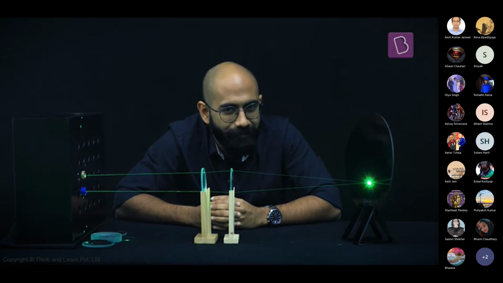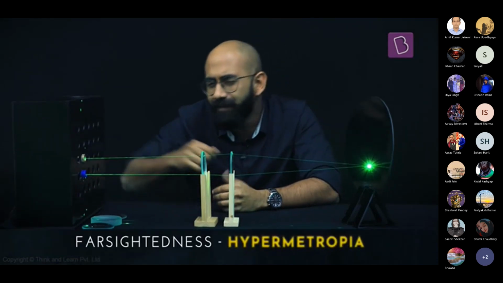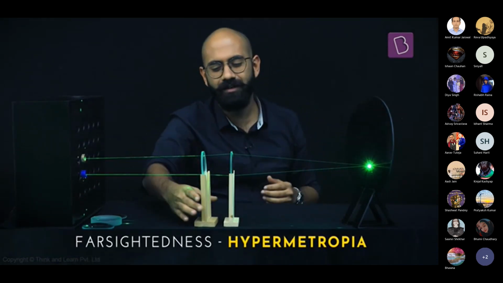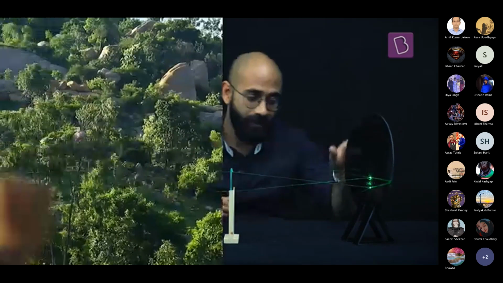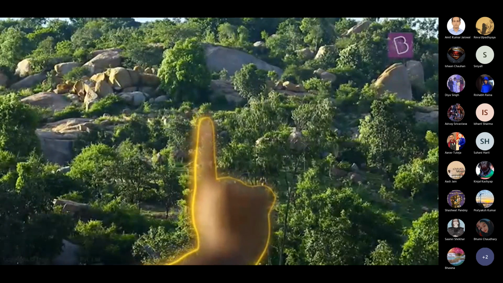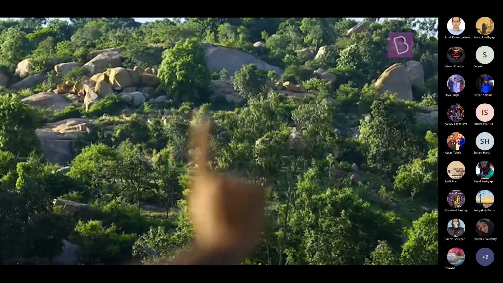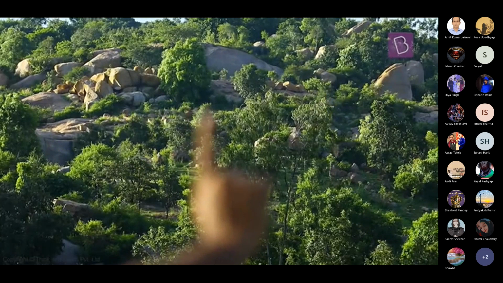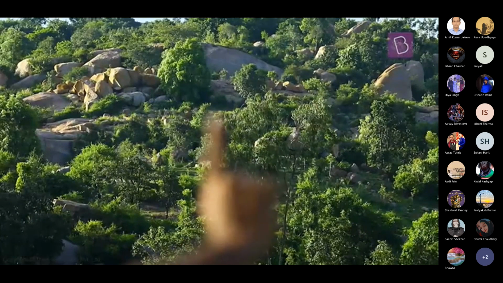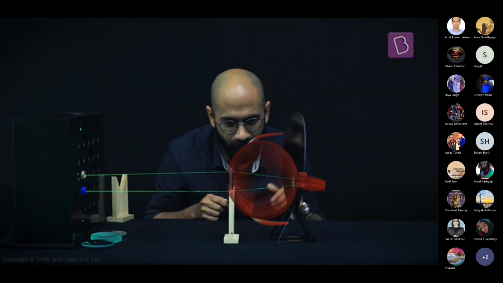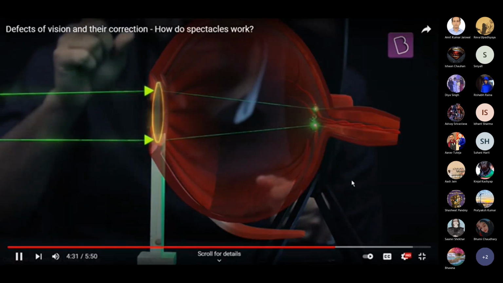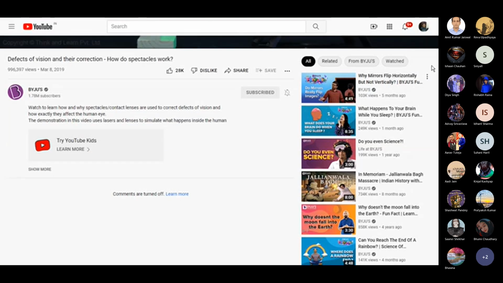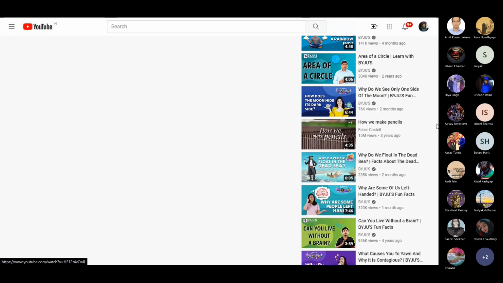So the other type of common defect is called farsightedness or hypermetropia. And this generally occurs when people get a little older. What happens in this case is that when they see objects that are close by, they appear blurry, and objects that are far off appear clear. Now, when you look at their eye, this is what happens. When these people look at objects that are close by, those rays get converged to a point behind the retina. And therefore, this person ends up seeing a blurry image.